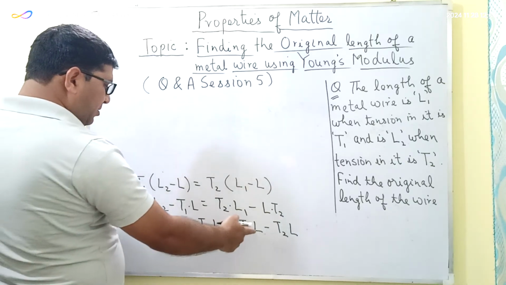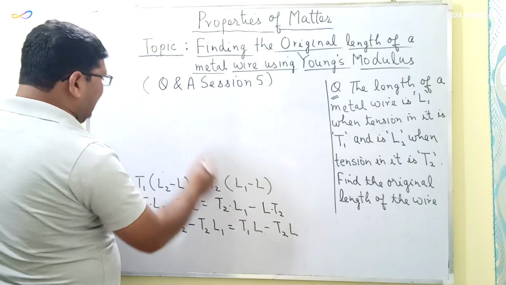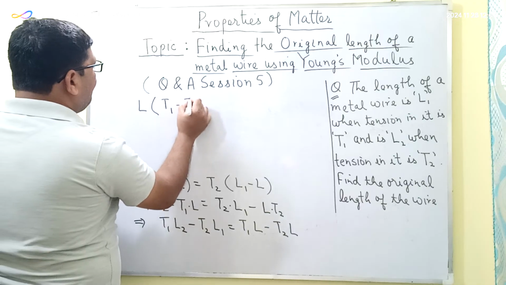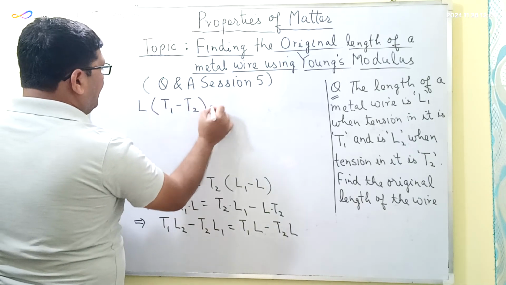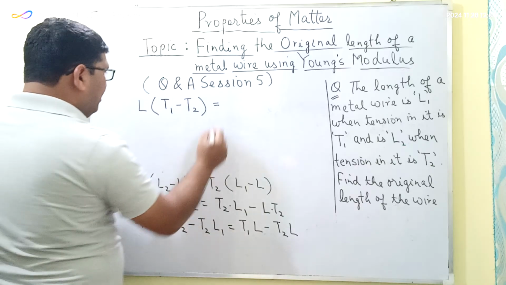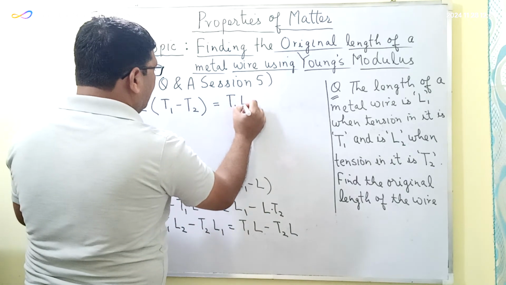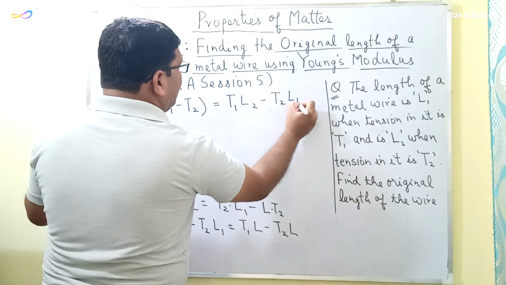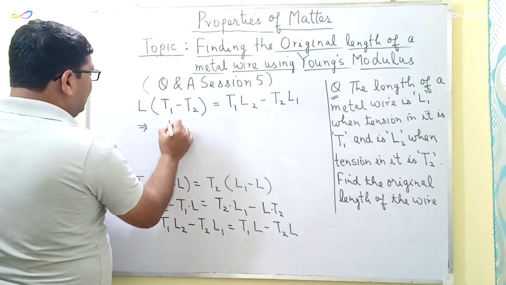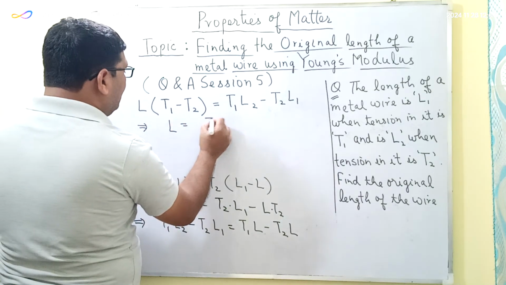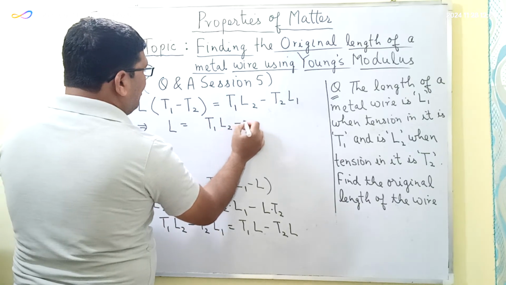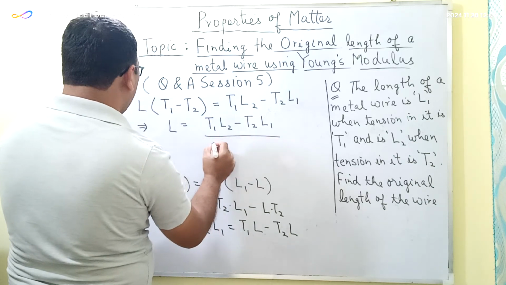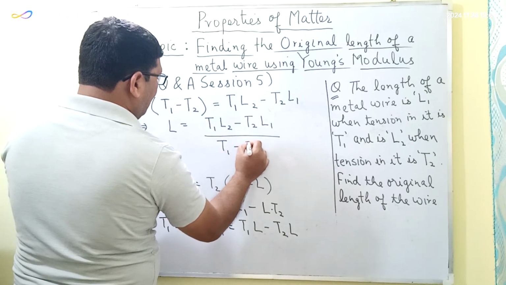So finally, from here this L can be taken as common, that is L into T1 minus T2, and this will be equal to T1 L2 minus T2 L1. Or we can say that the original length of the wire will be equal to T1 L2 minus T2 L1 divided by T1 minus T2.